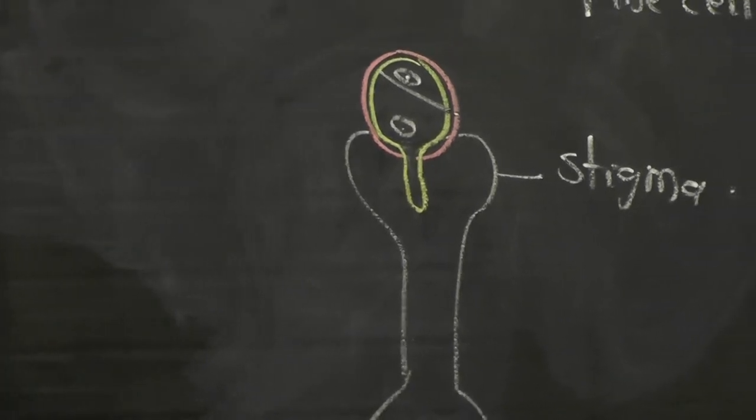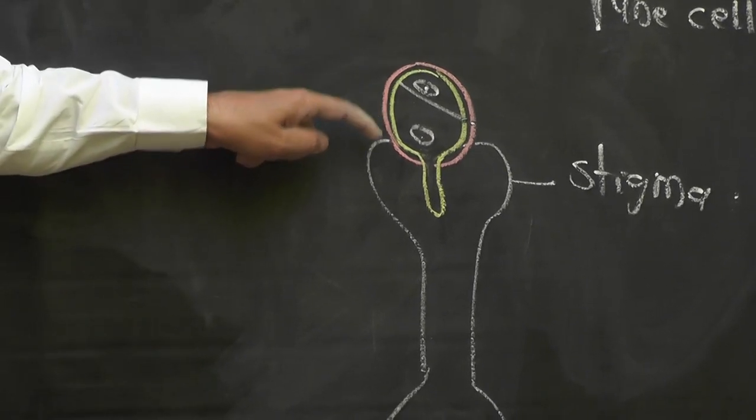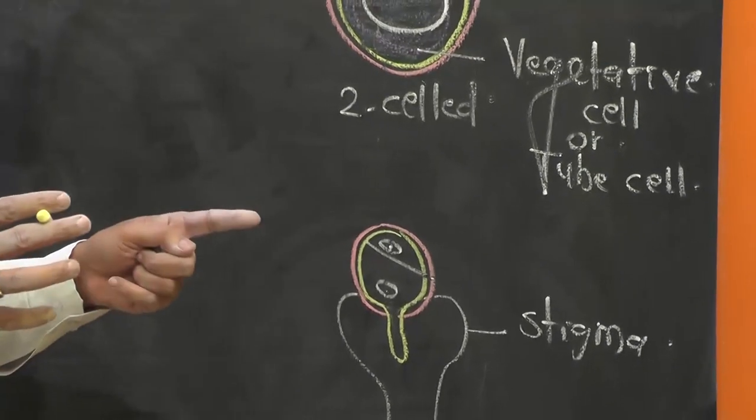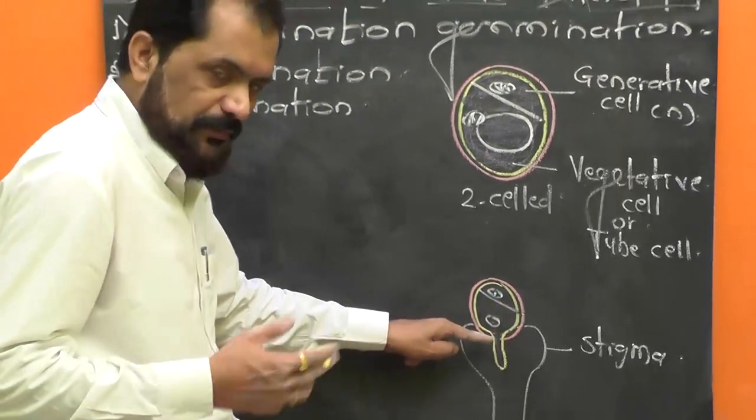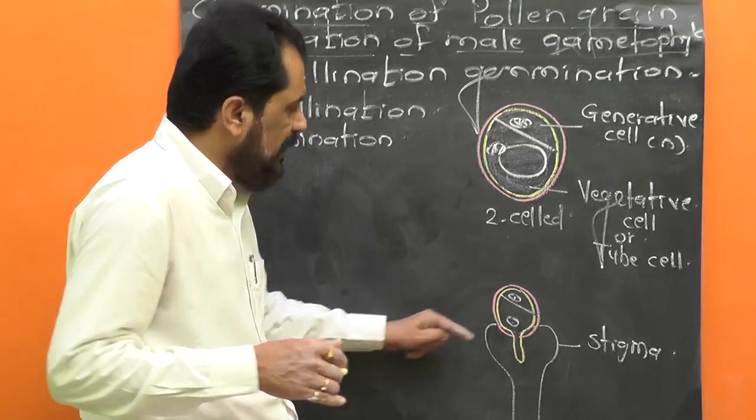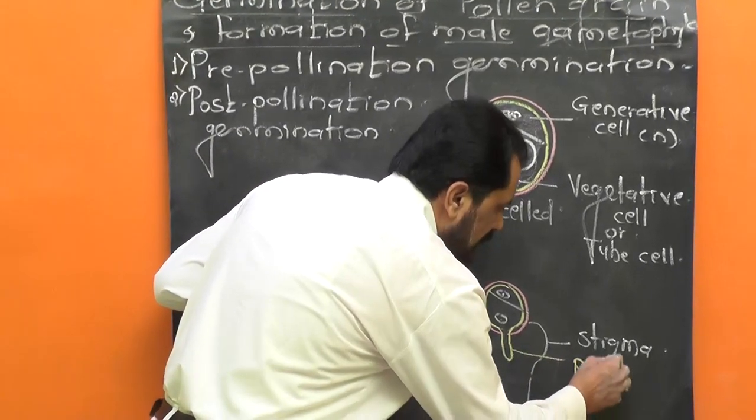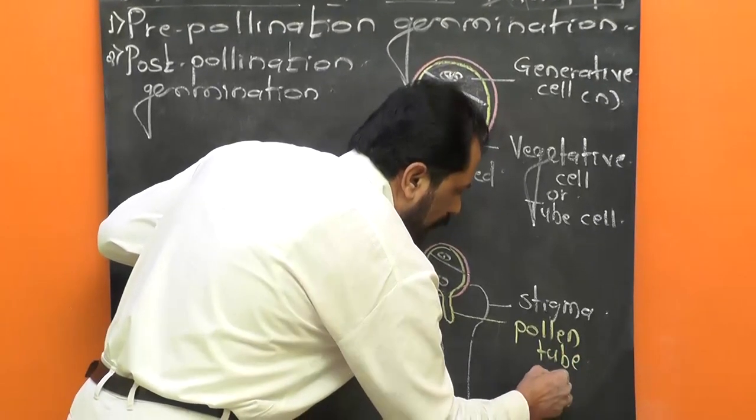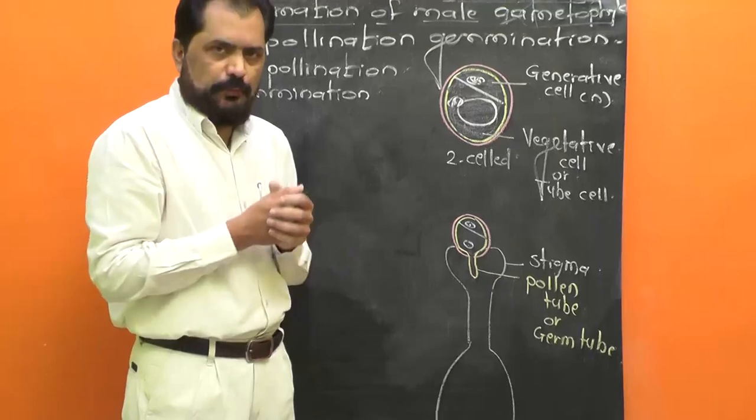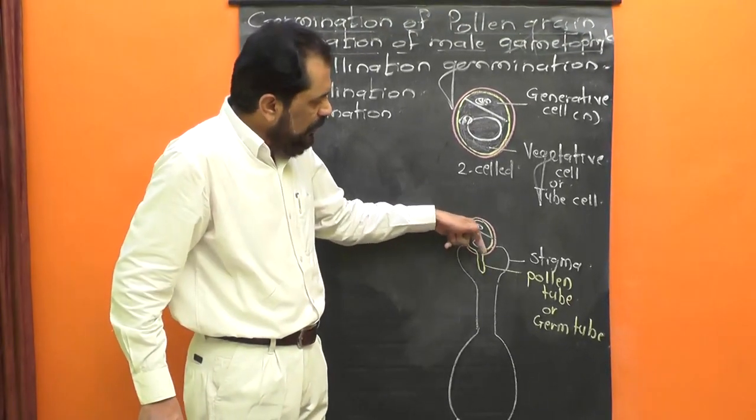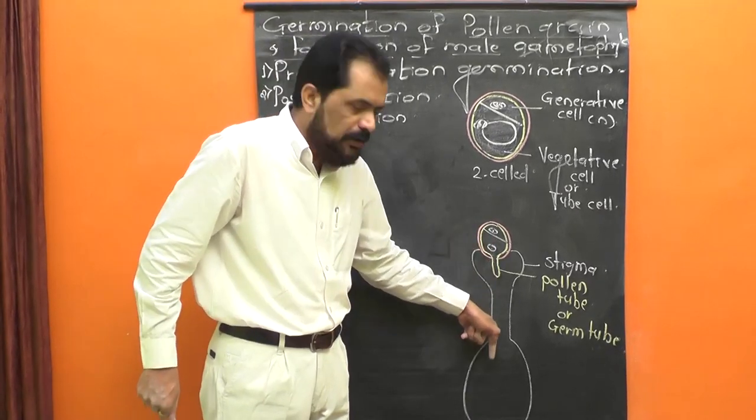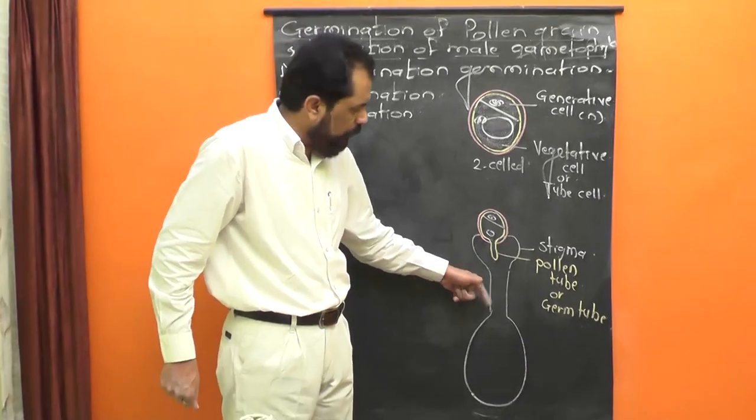You understand? I said that the pollen grain imbibes, absorbs the stigmatic secretion, due to which the vegetative cell or tube cell swells, enlarges in its size, and the wall, that is the intine, of this vegetative cell protrudes out through the germ pore of the exine in the form of a tube-like structure. This tube is known as the pollen tube, or may be called a germ tube. This germ tube passes between the cells of the stigma and the cells of the style. It means it pierces the stigma and style and grows towards the ovary.